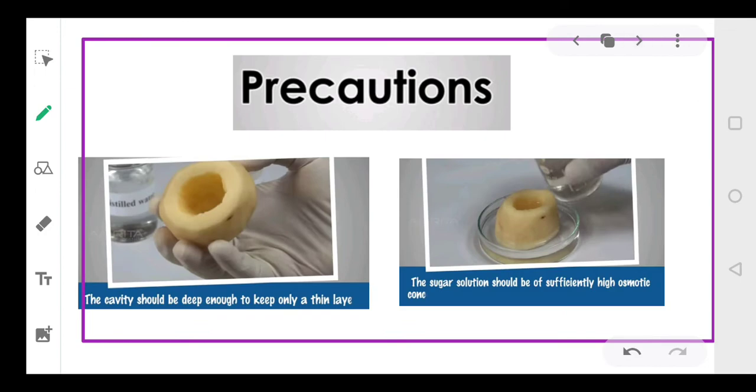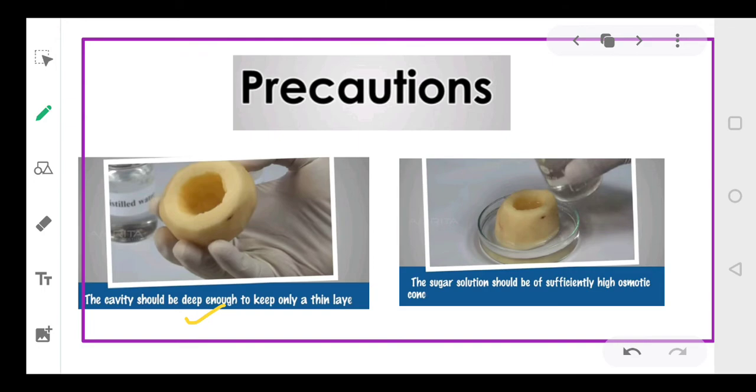Clear, students? But as we are performing this experiment, we have to keep in mind 2 basic things. First, the cavity should be very, very deep, and we will only leave a small layer at the bottom. We will make this cavity very deep, but the last portion at the end will not be cut through. We will leave a small thin layer of the potato membrane at the bottom of the potato.